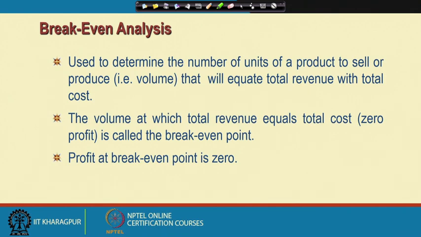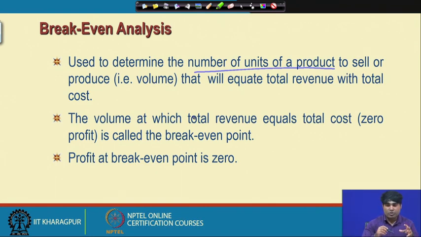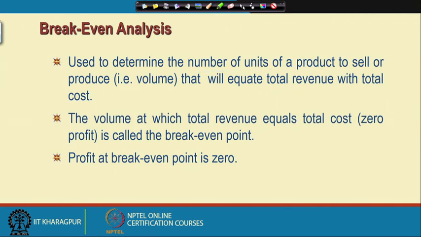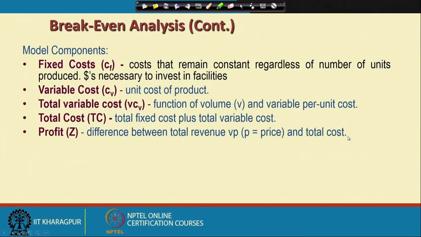Now, in break-even analysis we are supposed to know the number of units, the quantity, to be produced at the break-even situation. This is the situation where total revenue is exactly equal to total cost, and as a result profit at the break-even point is 0. That is why the other name for this situation is a no-profit, no-loss situation. Now I will give you some details about this break-even analysis.